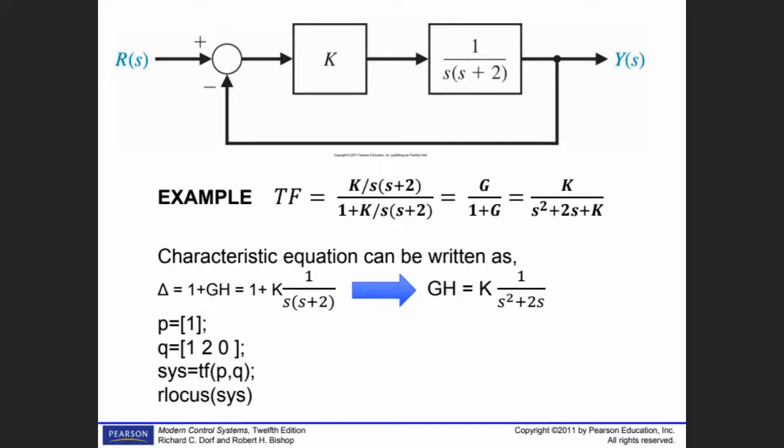I know, if I write on the board, probably you will follow it. Now you have a second order system like this. This is the transfer function of it, and we are looking for the poles. We know that delta is 1 plus GH, so 1 plus k times 1 over s squared plus 2s. GH here is equal to k over s squared plus 2s. So we draw the GH, by the way.